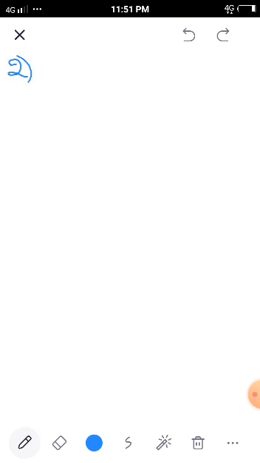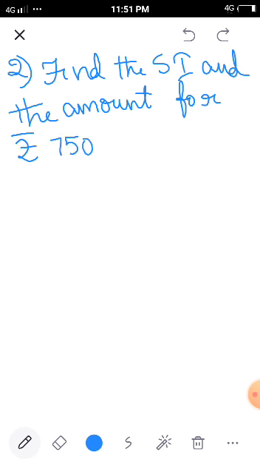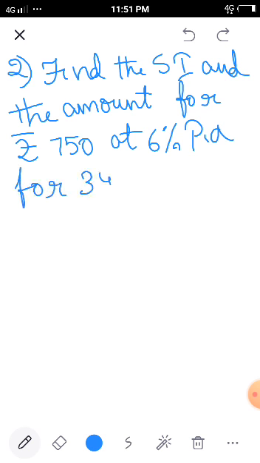Now second example. Find the SI and the amount for 750 rupees at 6% per annum for 3 years 4 months.